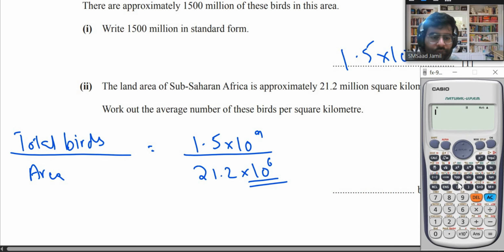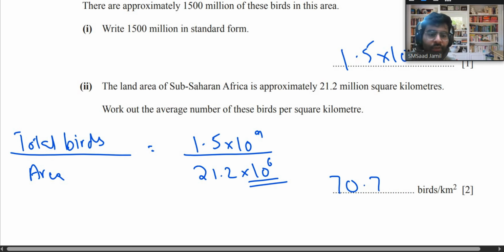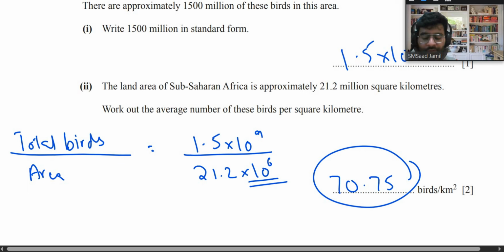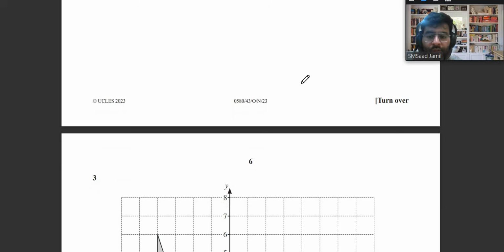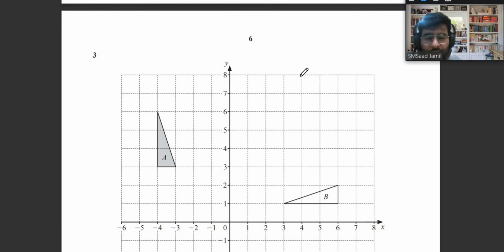So just do it like this: 1.5 multiplied by 10 raised to power 9 upon 21.2 multiplied by 10 raised to power 6, you get 70.754. So this becomes 70.75. This can be your answer, or you can write 70.8 if you want to round it off. So now again another, I hate such questions.